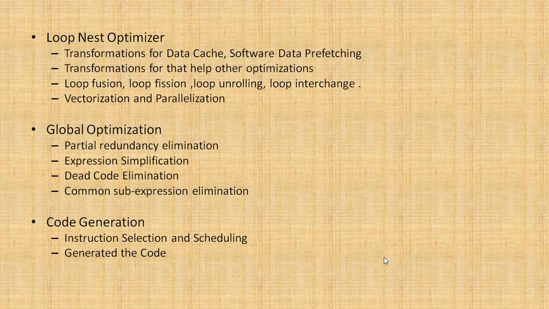So then comes the global optimization part. Global optimization basically helps in expression simplification, dead code elimination, then eliminating redundancy in the code. Then comes the code generation part, which is used to select and schedule the instructions to optimize the code, and finally produces the assembly level code.